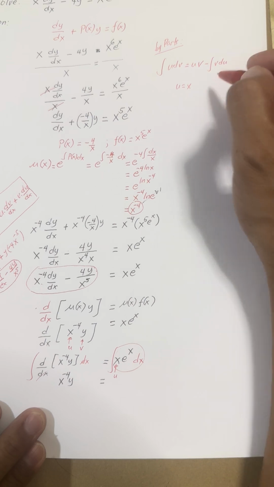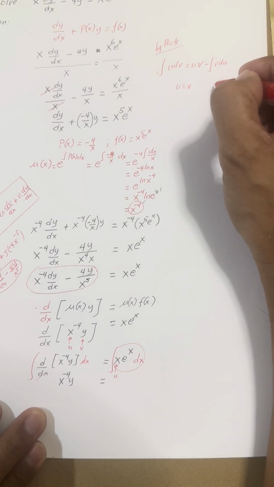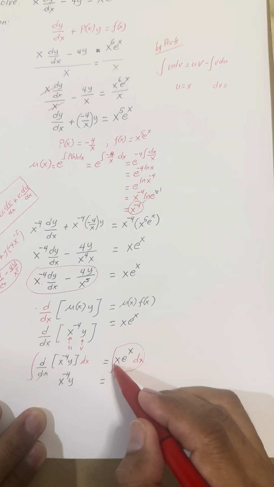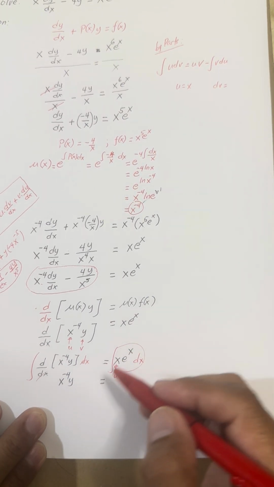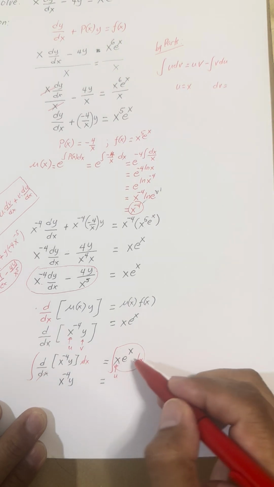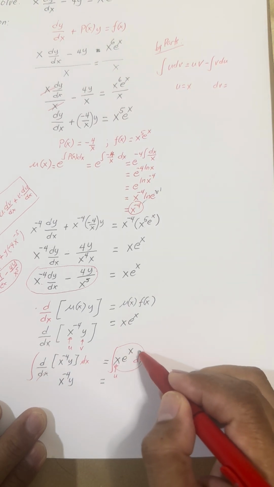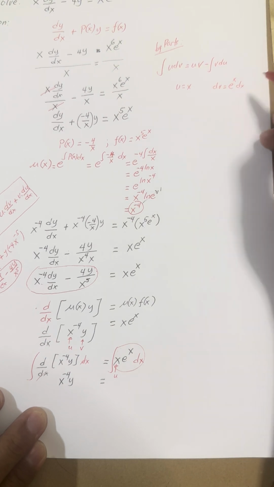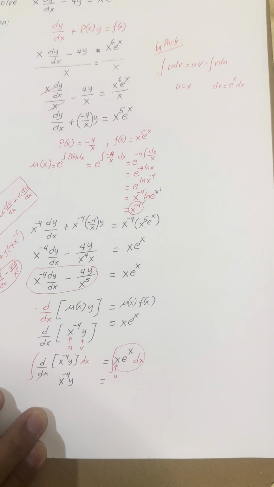Okay, our dv is... so what is the dv? If this is our u, because you have the integral of u dv. So if this is u, let's check if this can be our dv. If we consider e to the x as our dv, let's check. So we have the formula. We will use the formula.